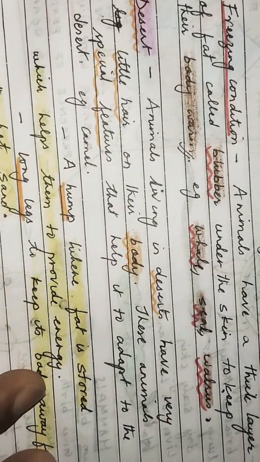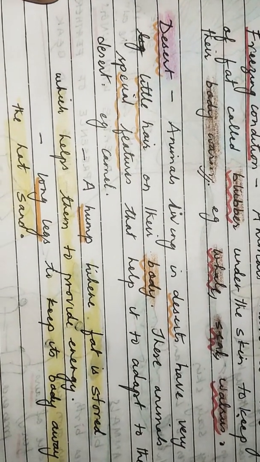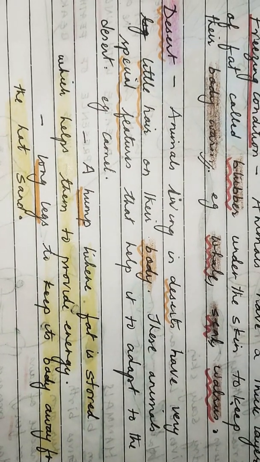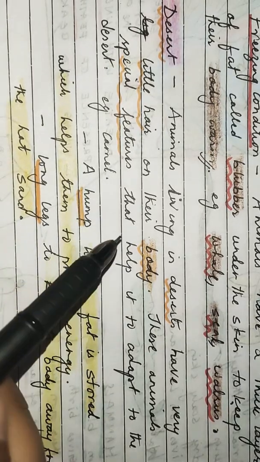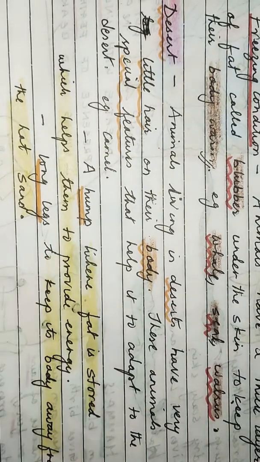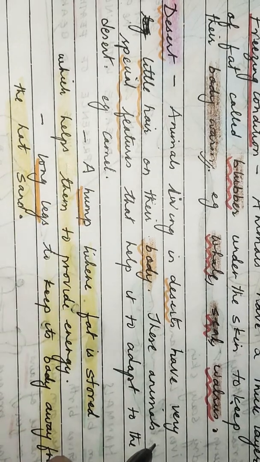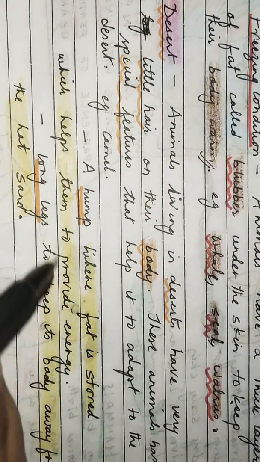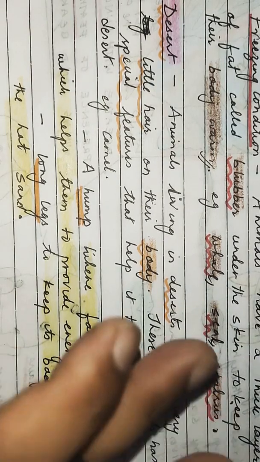Okay, and the last adaptation shown by animals, all right, is that of the ship of the desert, that is the camel. Not just the camel but other animals that live in deserts. Animals living in the desert have very little hair on their body. These animals have features that help them adapt to the desert itself. So there are special features. Now we are just taking the example of a camel.